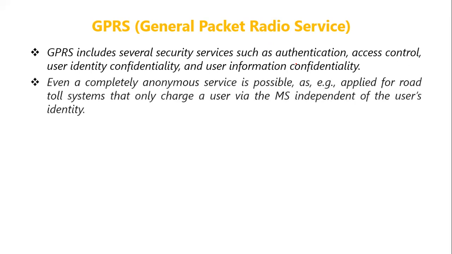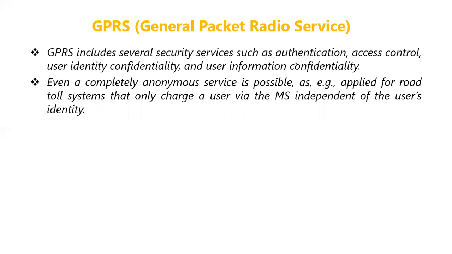GPRS also includes several security services, which we have already discussed, such as authentication, access control, user identity confidentiality, and also anonymous service is possible. For example, applied to a road toll: if you are using GPRS for a road toll, only the amount will be charged, but the user identity will not be revealed. So this is the general information about GPRS.